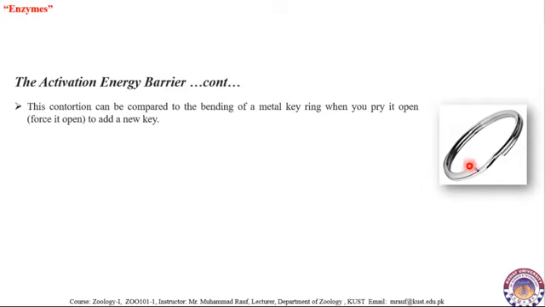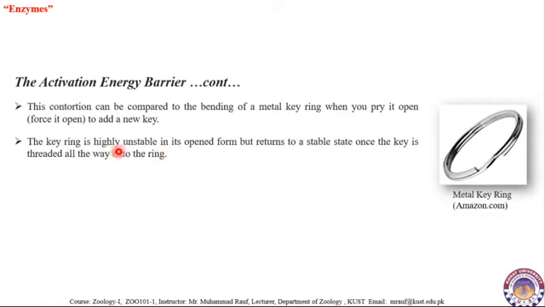So here they have compared this analogy with the substrate molecules which are in stable state, but if the product is intended from these substrate molecules, then they must be brought into an unstable form. The key ring is highly unstable in its opened form, but returns to a stable state once the key is threaded all the way into the ring.